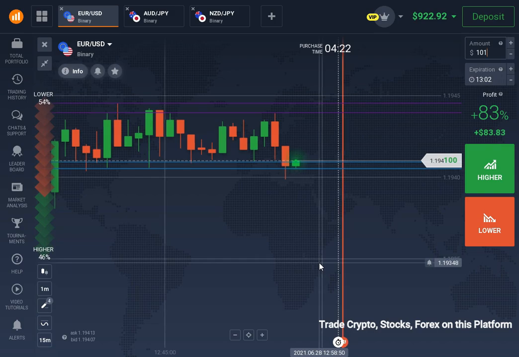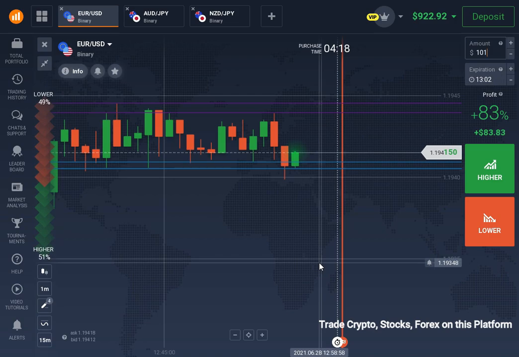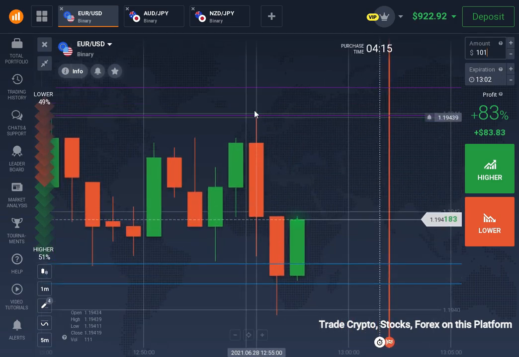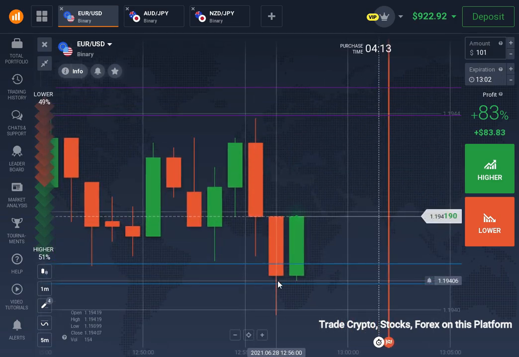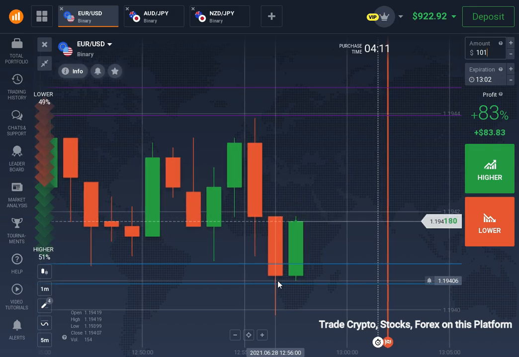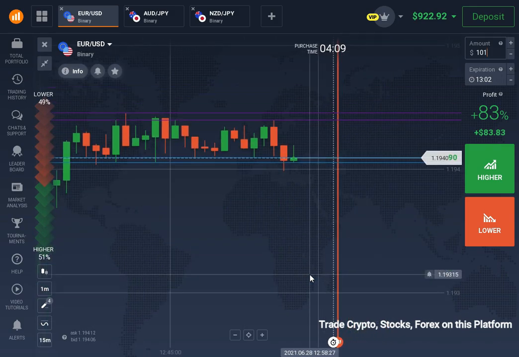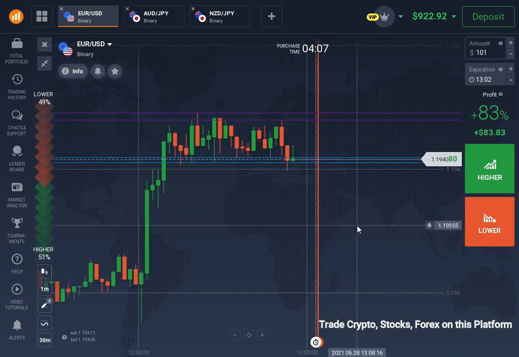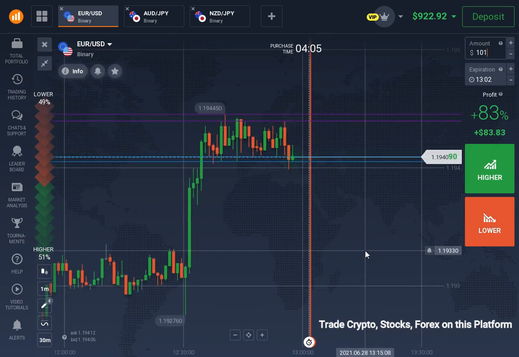We'll wait, because now I can see the volume in the candlestick. You can see the volume is good now. Okay, so let's wait for a trading opportunity.